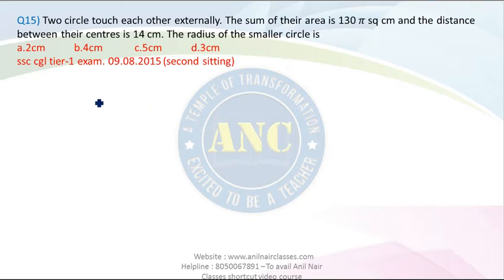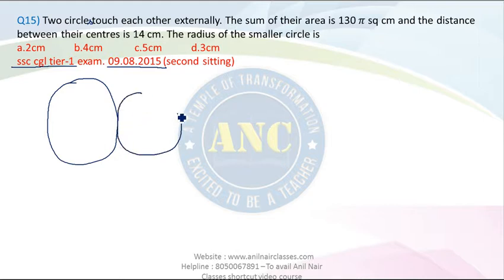Question 15. One more SSC CGL Tier 1 exam question from the year 2015. Same examination question I am solving right now. Your question is, two circles touch each other externally. Let us write two circles initially. This is circle 1, this is circle 2. Diagram not drawn to scale.